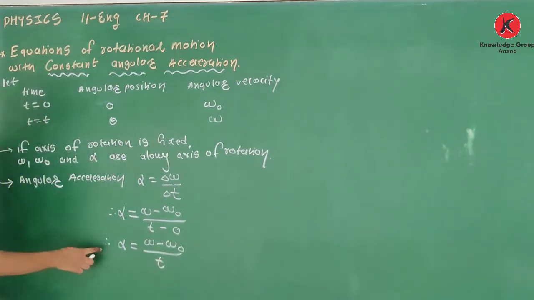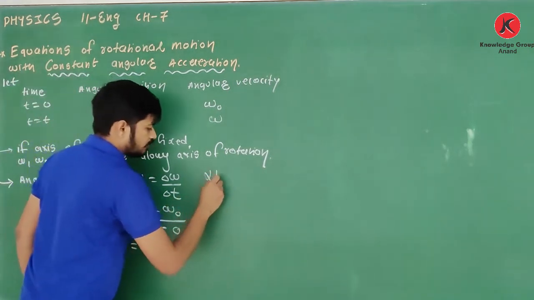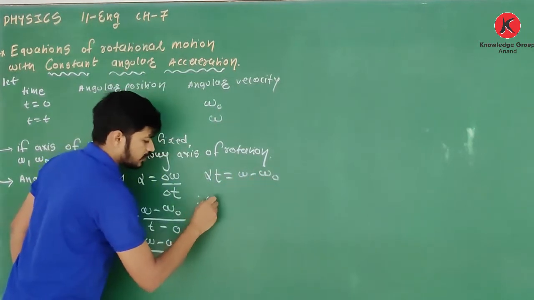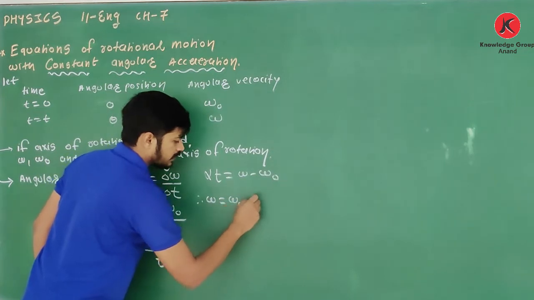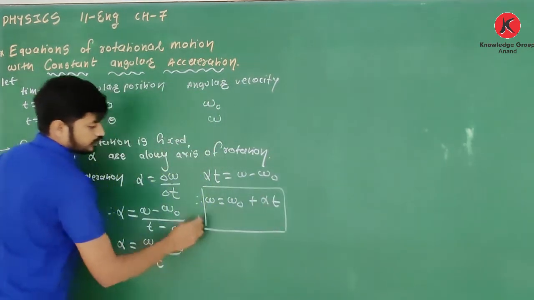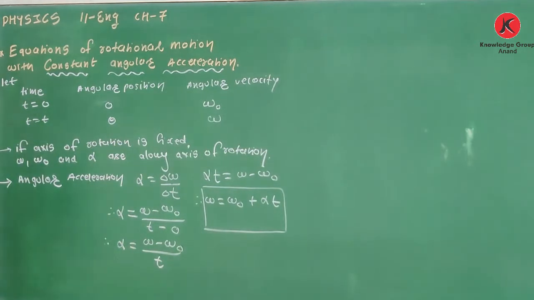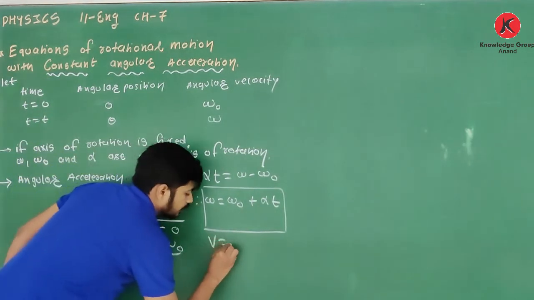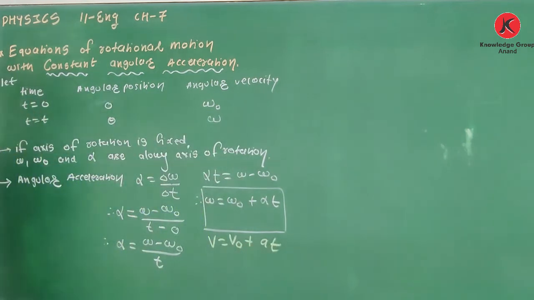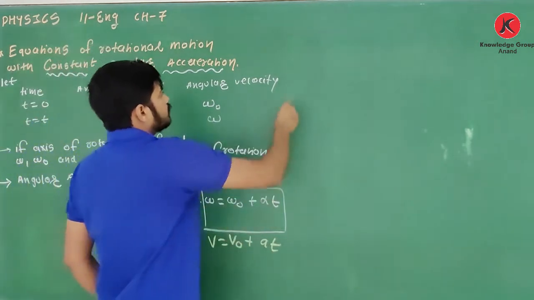Now if you take alpha this side, it is alpha t is equal to omega minus omega 0, and therefore omega is equal to omega 0 plus alpha t. Clear? It is the first equation. And it is similar to the equation v is equal to v0 plus at. Simple. So it is the first equation. Now second equation. How to derive the second equation?